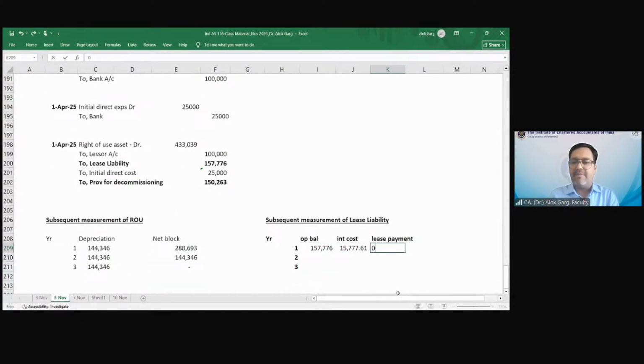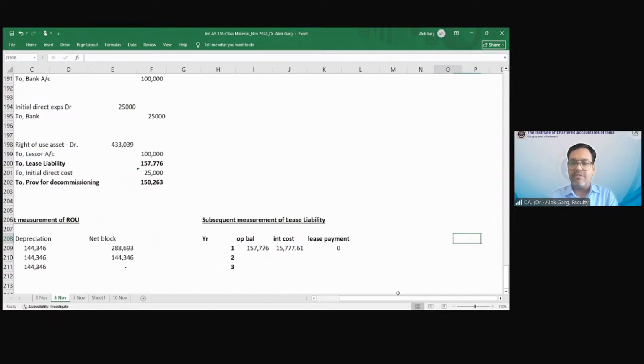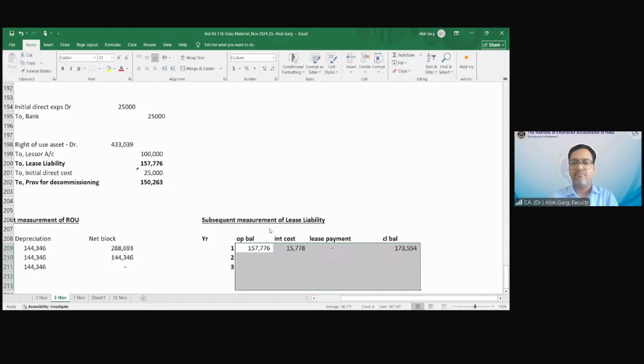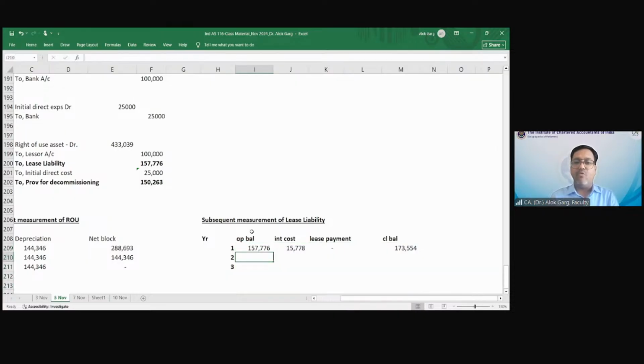What is the closing balance? Same value. This. Sorry, after interest. This. Add interest. Add interest, right? Add interest. Yes. What is my opening balance in the second year? Closing balance of first year will become opening balance.